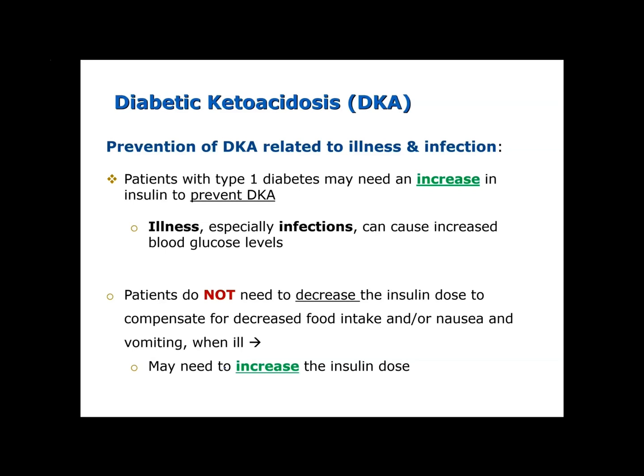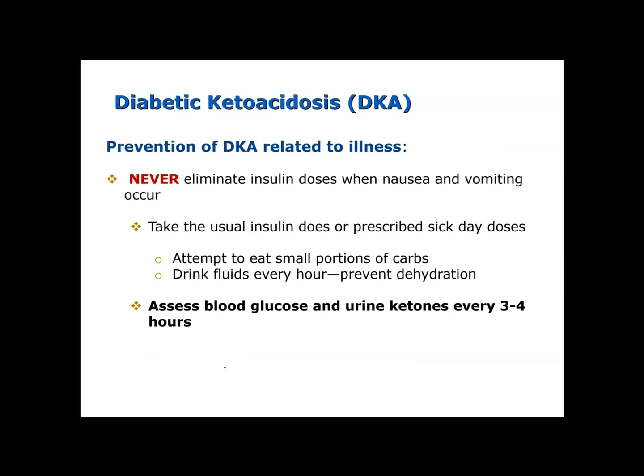Actually, it's a sick day protocol. If they start having ketones in the urine, you need to increase the amount of insulin they get for each of their meals and whatever their standing orders are. The one thing you don't want to do is decrease the insulin dose to compensate for decreased food intake or nausea and vomiting. Like I said, if you're ill with nausea and vomiting, your body's still producing sugars whether you're eating or not. You're still going to follow the same regimens, checking your blood sugars and giving your insulin doses as needed. You never eliminate insulin doses when nausea and vomiting occur.